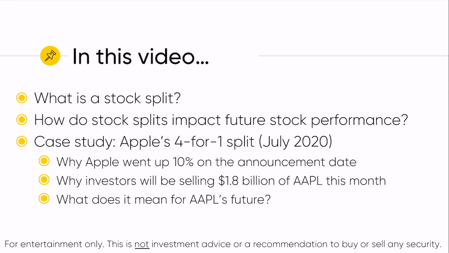So we're going to talk about, first of all, what is a stock split? How does the stock split impact a stock's future performance? And then we're going to look specifically at the most recent Apple 4-for-1 split. We're going to talk about why they went up 10% on the announcement date, why the investors will actually be selling $1.8 billion worth of Apple later this month. And then also, what does this mean for Apple's future and their fundamentals? Talk about that at the end of the video.